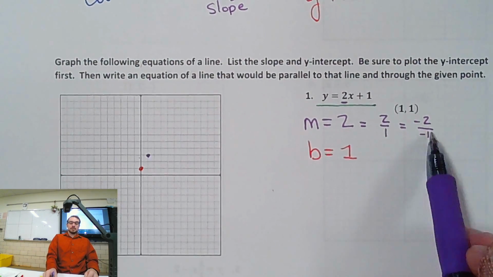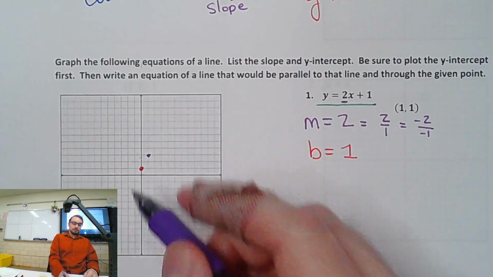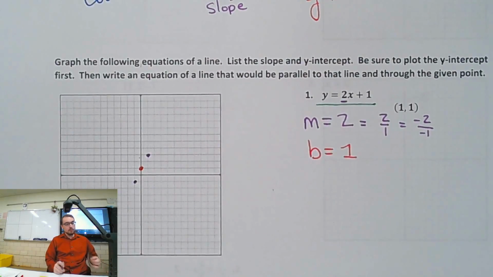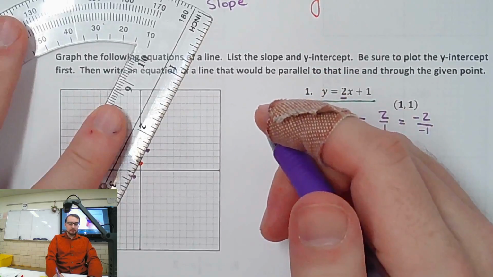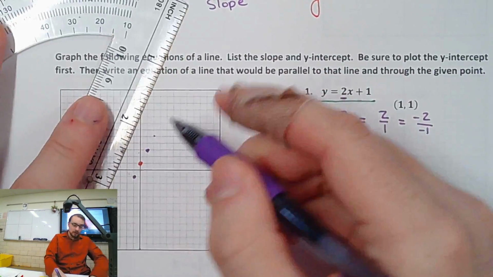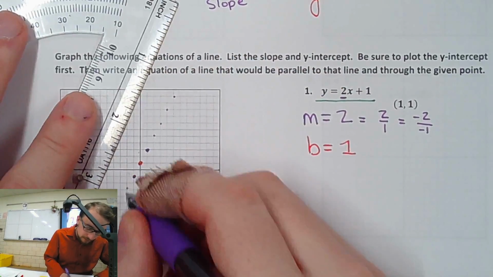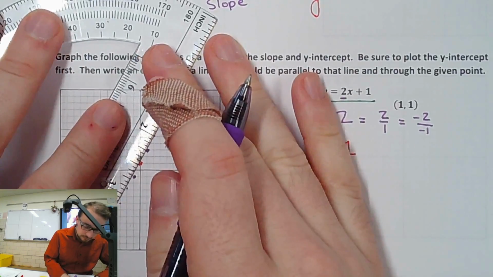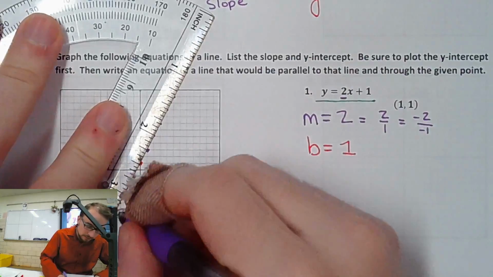You could also do the opposite. These are both the same, right? You could go down 2, left 1. Notice those would be on the same line. I would encourage you to use a straightedge. We can keep going up 2 over 1 if we want. If you don't have one, that can help you make the line more accurate. Up 2 over 1 and down 2 left 1.